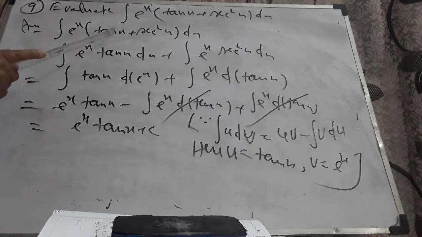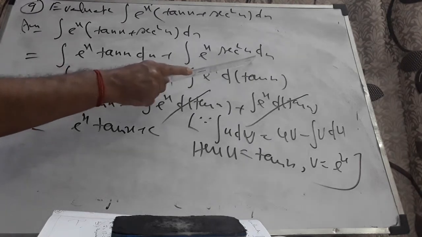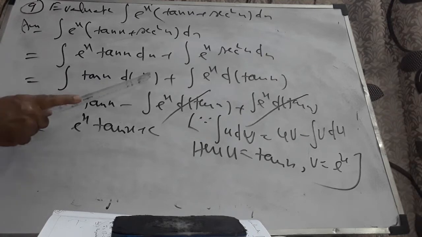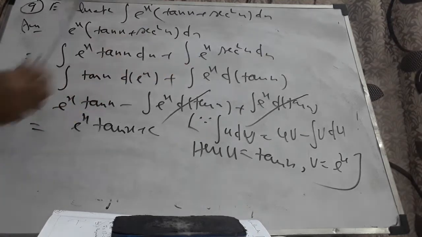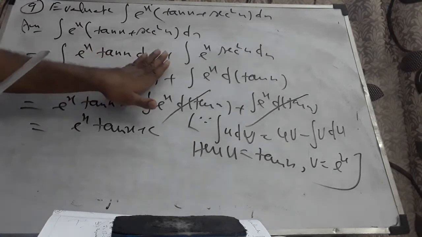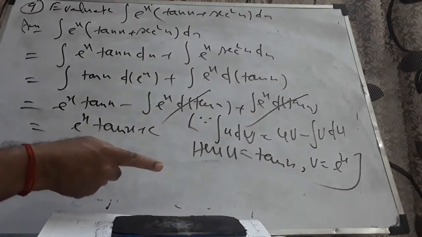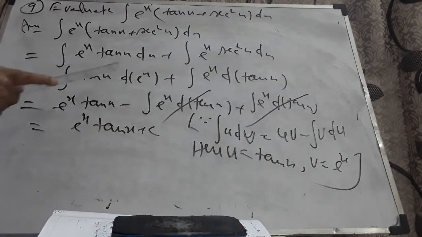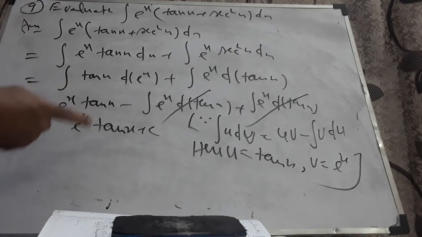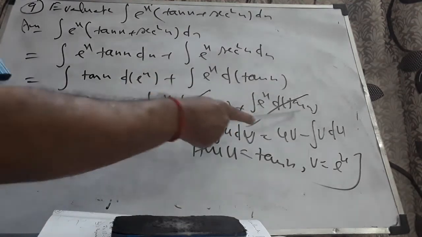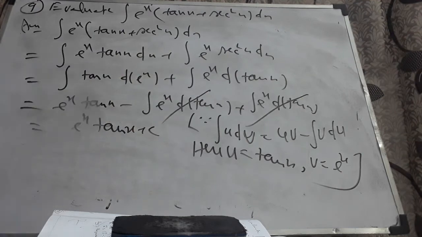Okay, for e power x into tan x plus secant square x is e power x tan x dx plus integral e power x secant square x dx. This tan x and d of e power x, e power x dx can be written as d of e power x. This is the form u dv. You can put your hands and find out. This is my u, this is my v. Integral u dv is uv minus integral v du. That's the formula for integration by parts. Therefore, uv, that is tan x e power x or e power x tan x, either way you can write, minus integral e power x d of tan x plus integral e power x d of tan x. These two will get cancelled. e power x tan x plus c is the final answer.